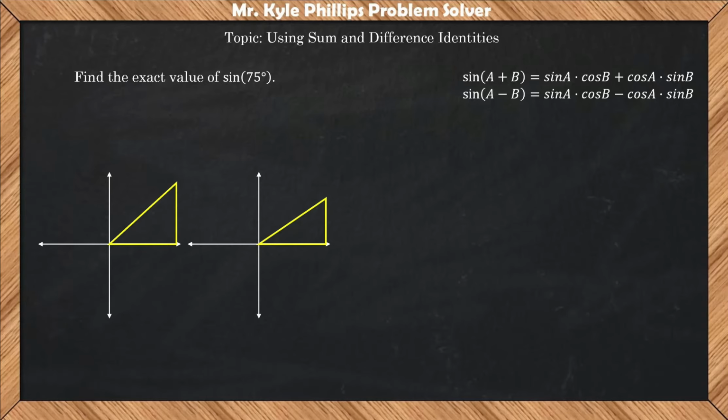Hey everybody. So in this video, we're going to be talking about using the sum and difference identities. In this particular example, we're going to be finding the exact value of sine of 75 degrees.